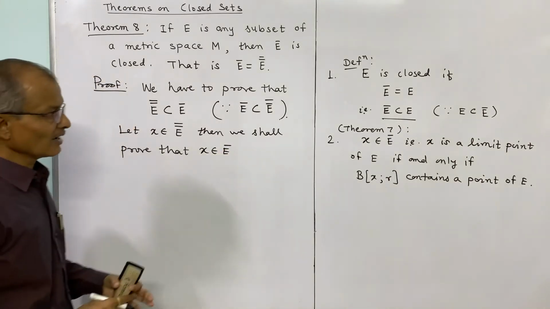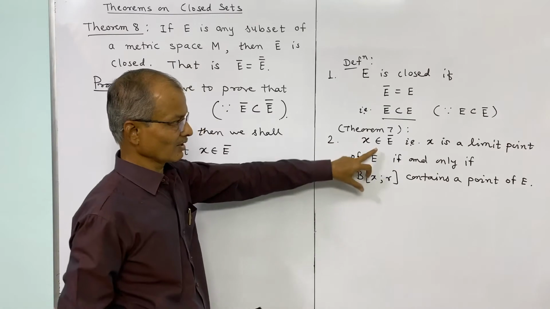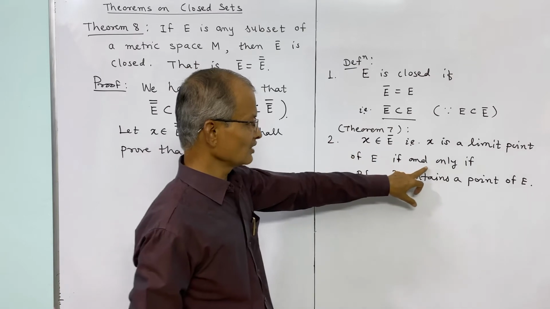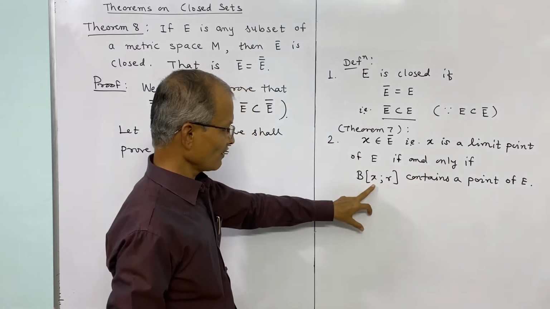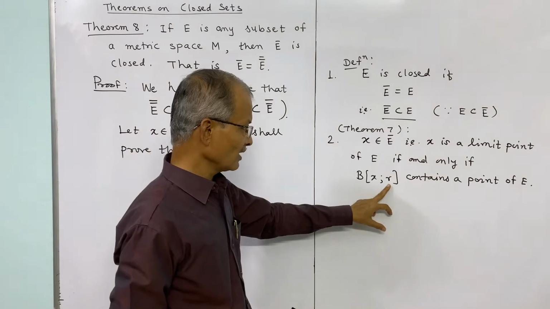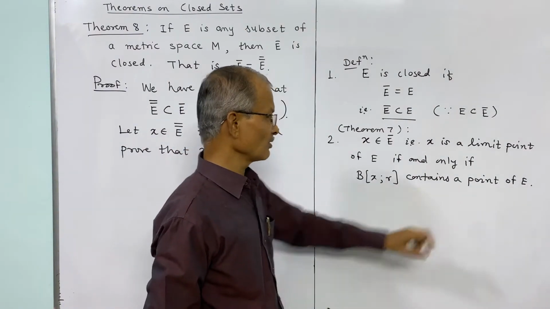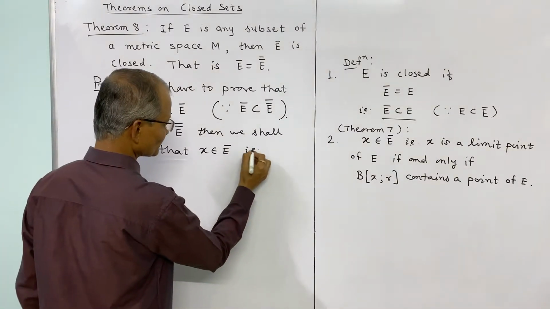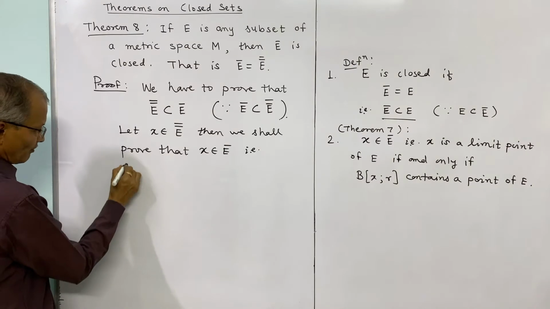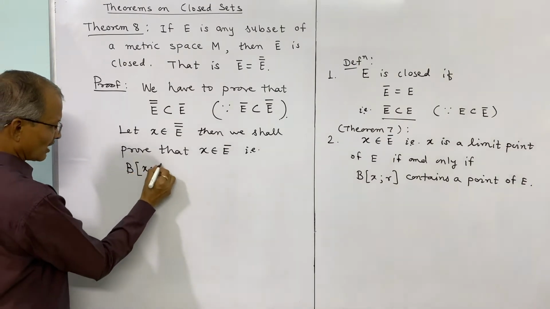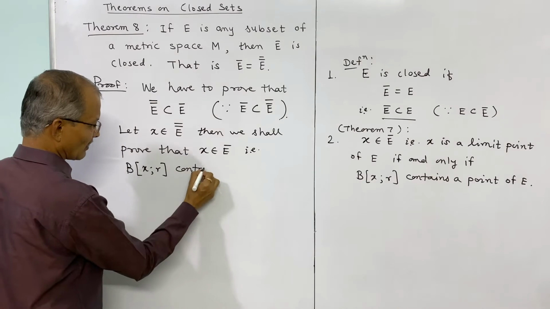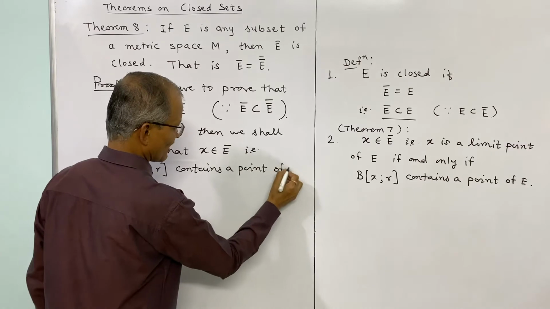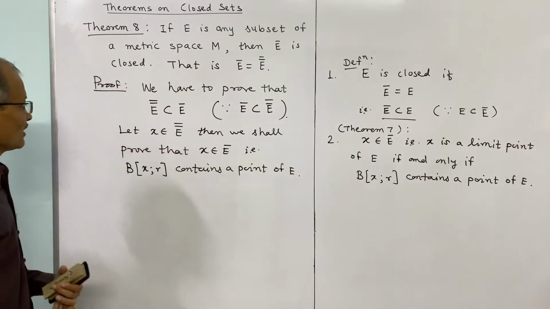And this is theorem 7, which we have to consider. When we say X belongs to closure of E, that means, if and only if, an open ball B of radius R about X contains a point of E. So we have to prove that X belongs to closure of E, that is, an open ball B of radius R about X contains a point of E. So this is what we have to prove. Now we shall start with this again.